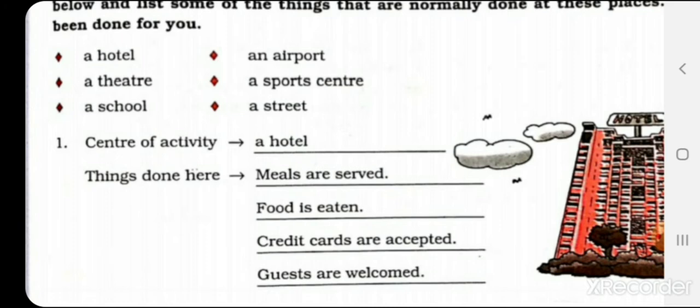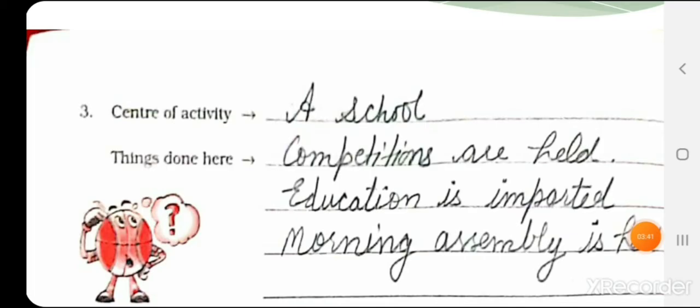Okay, now students, let's move on to the next part. We can say, students, if we choose a center of activity like a school, then we can write down things done here, beta, like this. Competitions are held, education is imparted, morning assembly is held. We can say different subjects are taught. Okay, friends are made. Like this, students, we can write down the activities here. We can write down some of the things that are normally done at these places. Now students, try to complete this worksheet number 3 and write down sentences here.